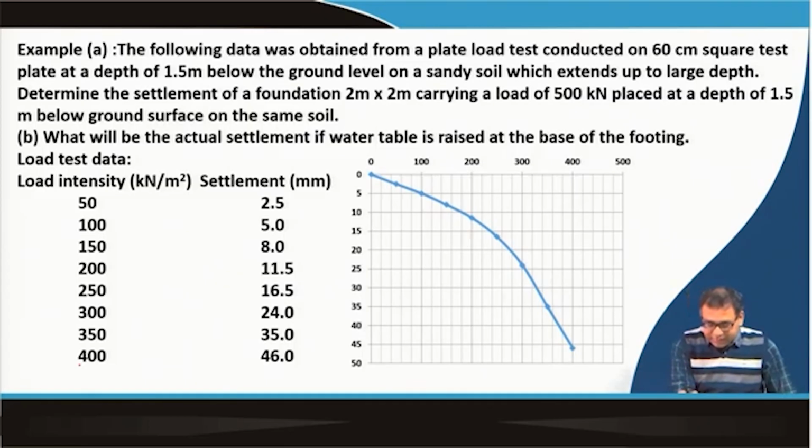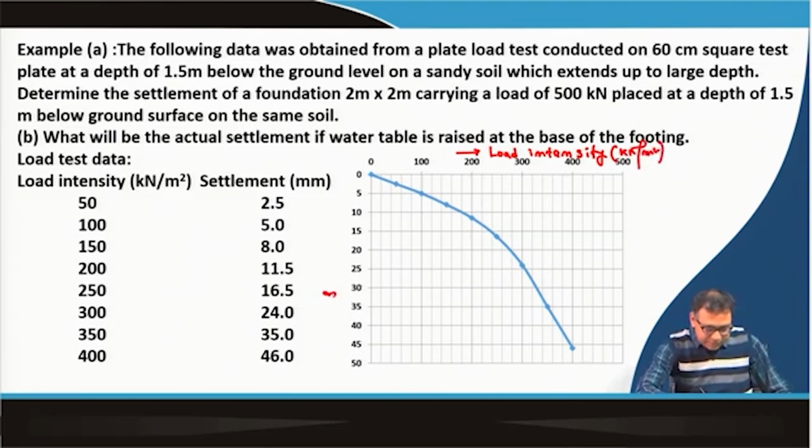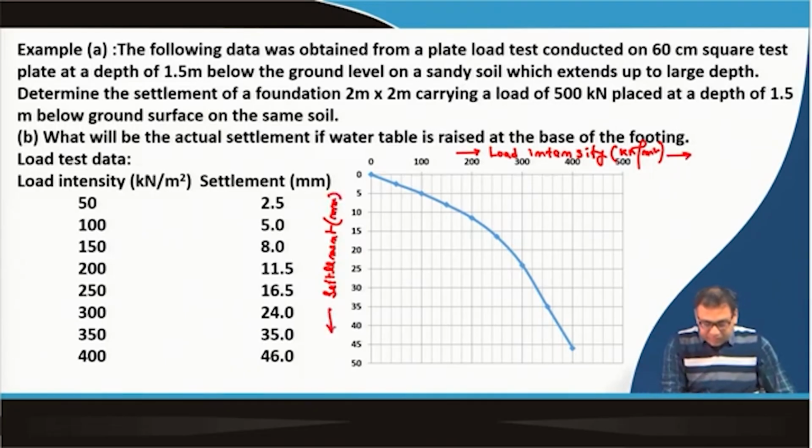On the x axis it is load intensity, which is in kilonewton per meter square, and on the y axis it is settlement, which is in millimeter. Okay. This is drawn.